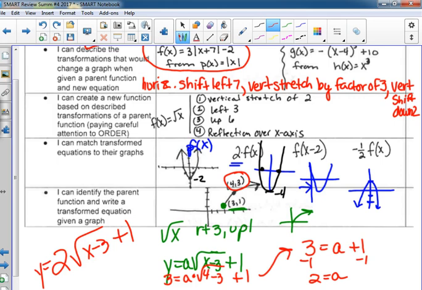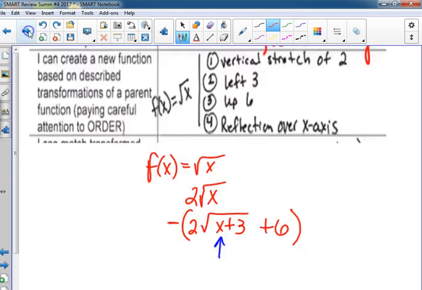Whole page of those you can practice, right? The evens were assigned, but if you want more practice, you can do the odds too. Woohoo! All right.